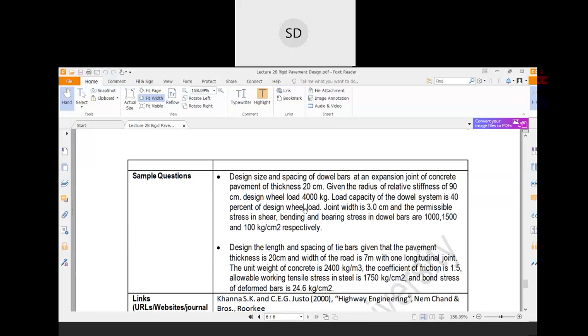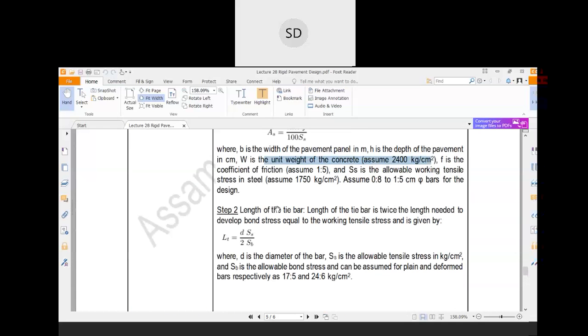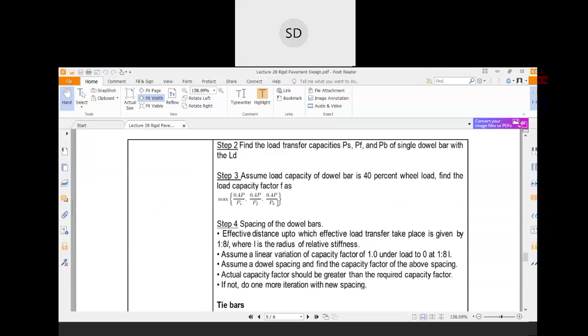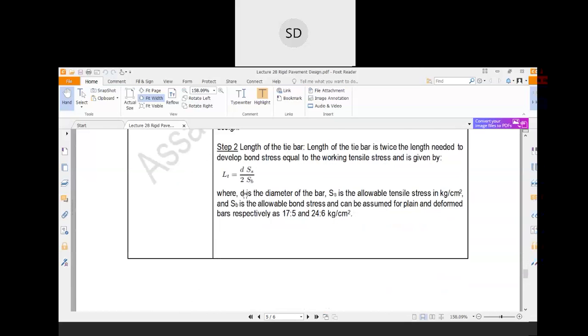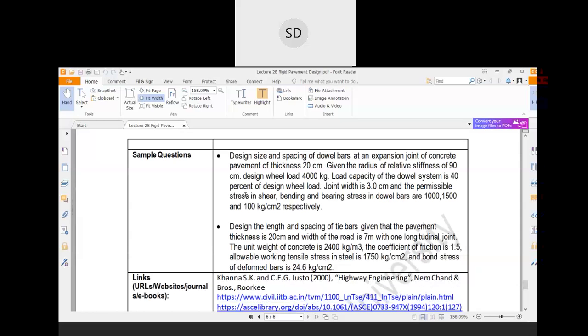So these are some numericals on the design of dowel bars and tie bars. You just go to these questions and try to solve these numericals using the formulas provided in the design steps. By using these steps, you can easily find out the design of the dowel bars and tie bars. Try to complete these numericals and let me know if you face any difficulties regarding this.